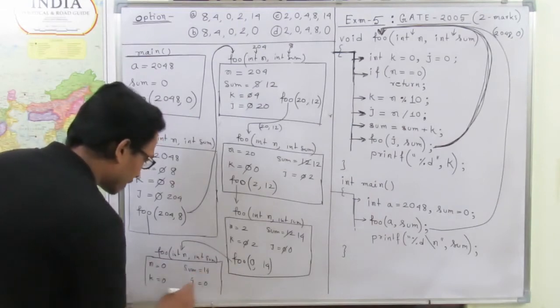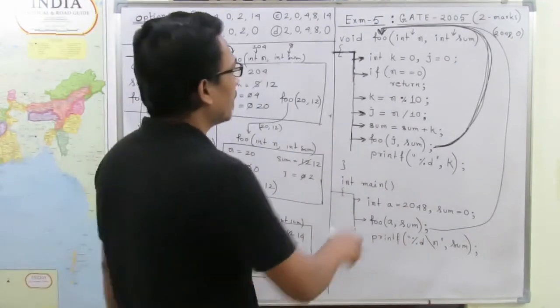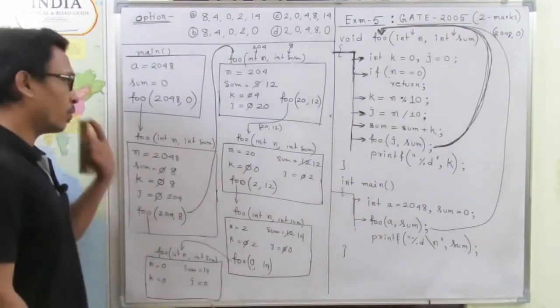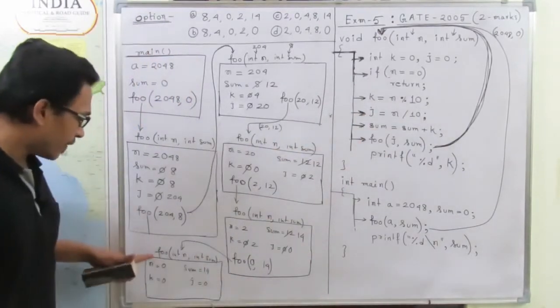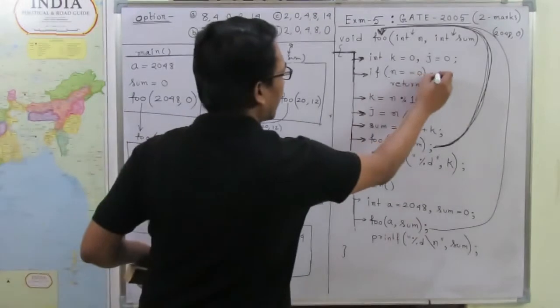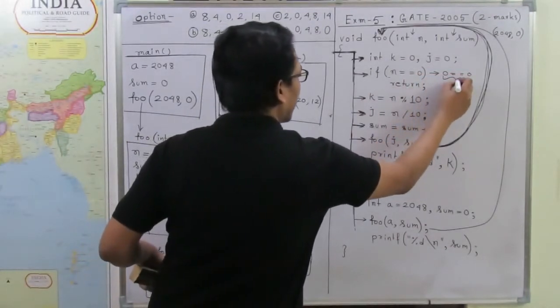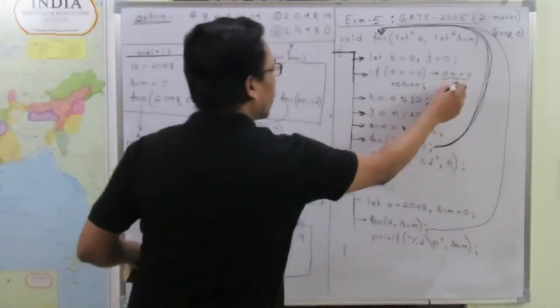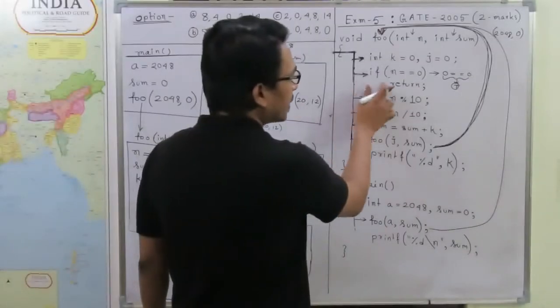Now the next instruction. What is the next instruction? The next instruction is this if condition. Now what happened? Look, if n equal to 0, what is the value of n here? n is 0. So now it encounters 0 equal to 0. Is it true? Yes, it is true. So when it is true, which instruction will execute? This particular return statement will execute.